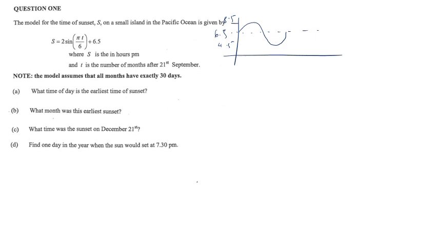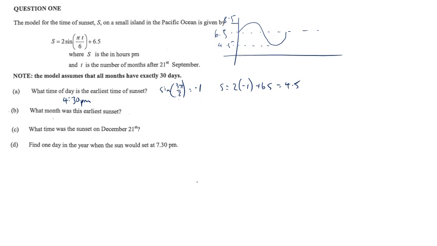What's the time of day of the earliest sunset? Okay, so that's there, isn't it? It's understanding that the lowest value sine can be, which is at 3 pi over 2, is -1. If that's the case, S is 2 lots of -1 plus 6.5, which is 4.5. So the earliest time of day is 4:30 p.m.